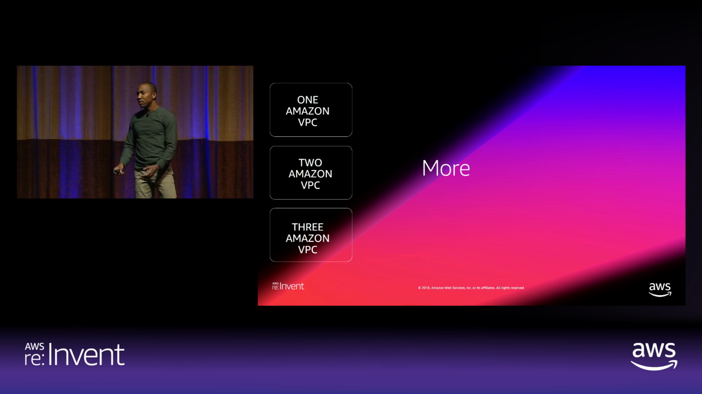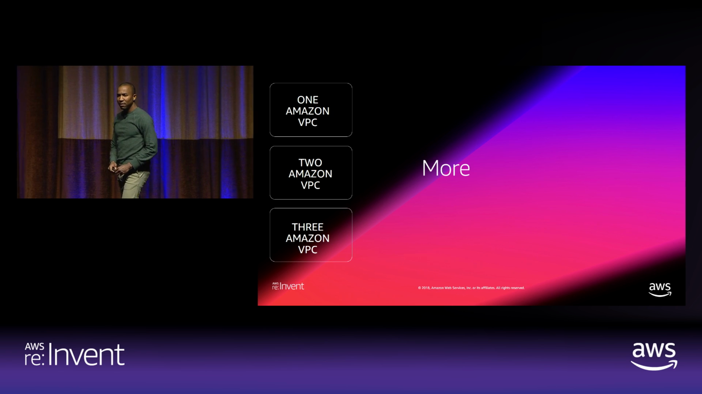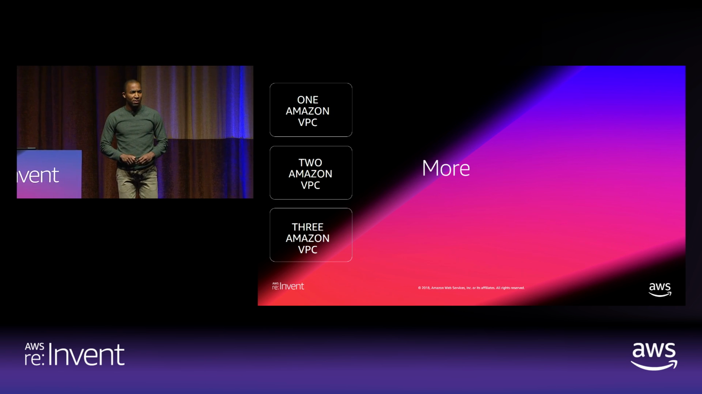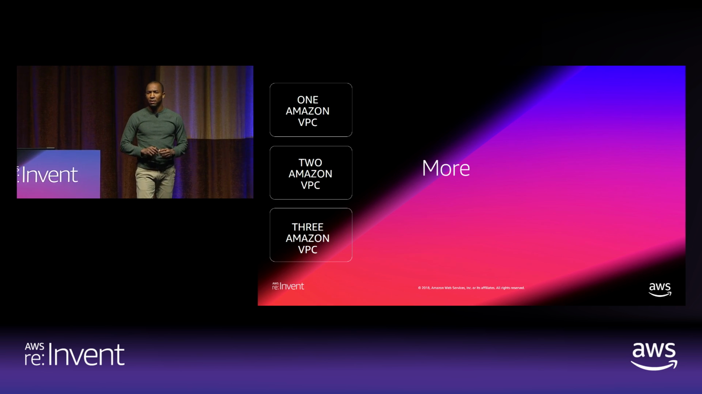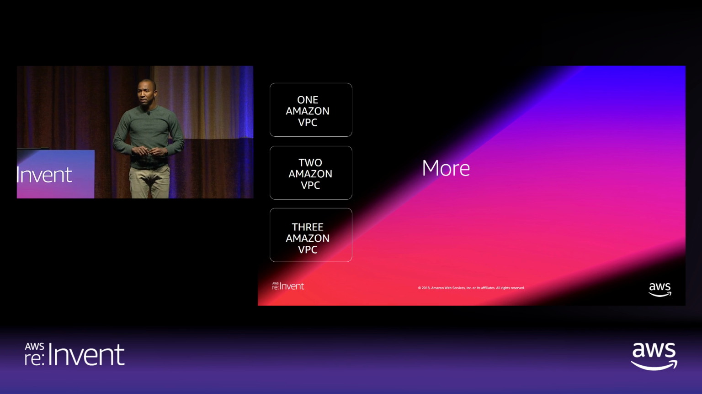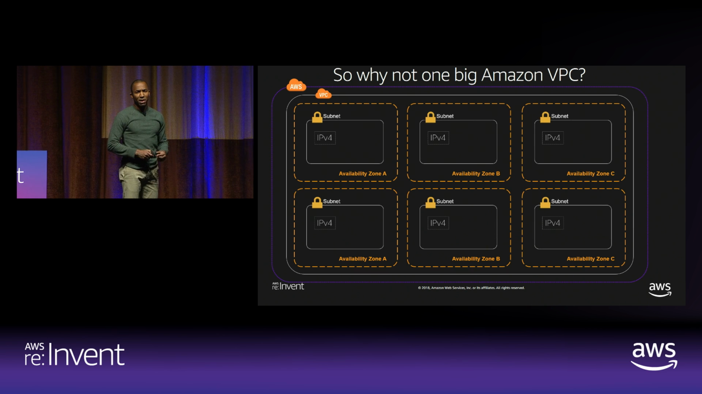OK, so everything we've spoken about so far really revolves around a single VPC and that kind of access. But many of you have hundreds and thousands of VPCs. We haven't spoken about really how I create connections between those VPCs and simplify routing back to on-premises. So how do I do that? Why not one big VPC?